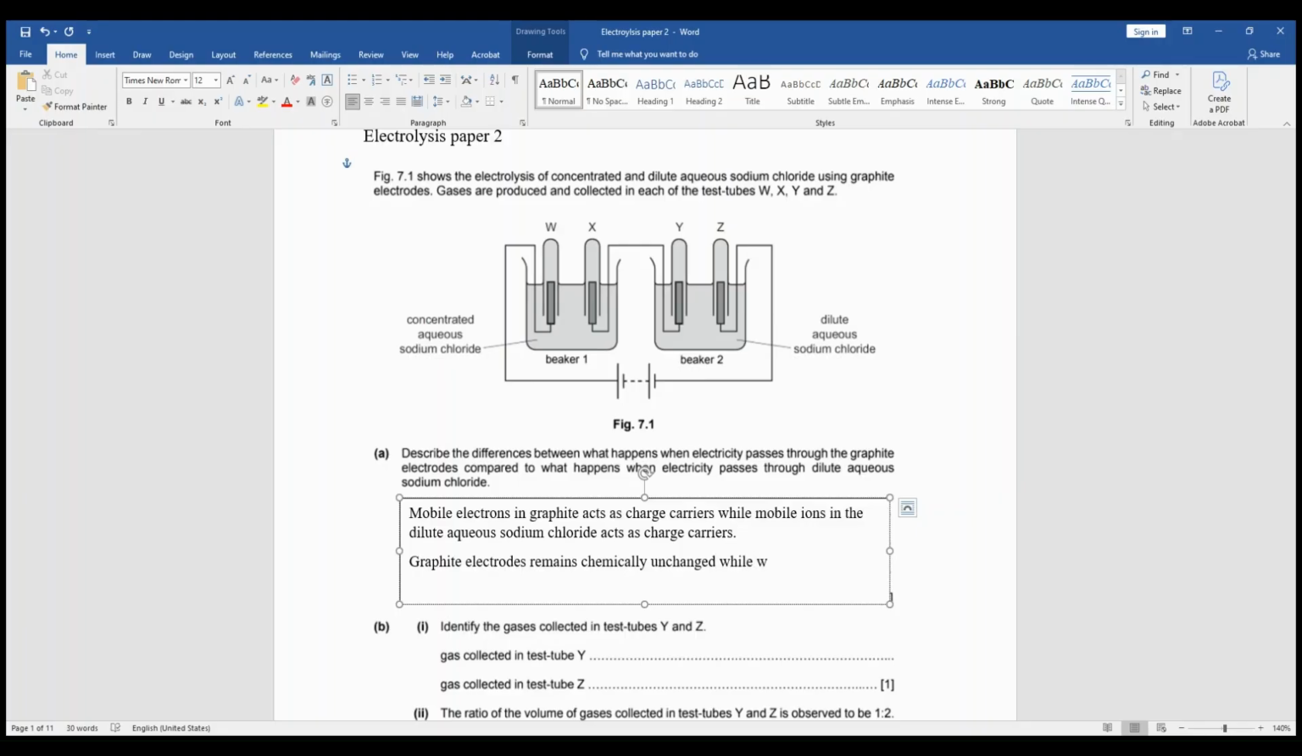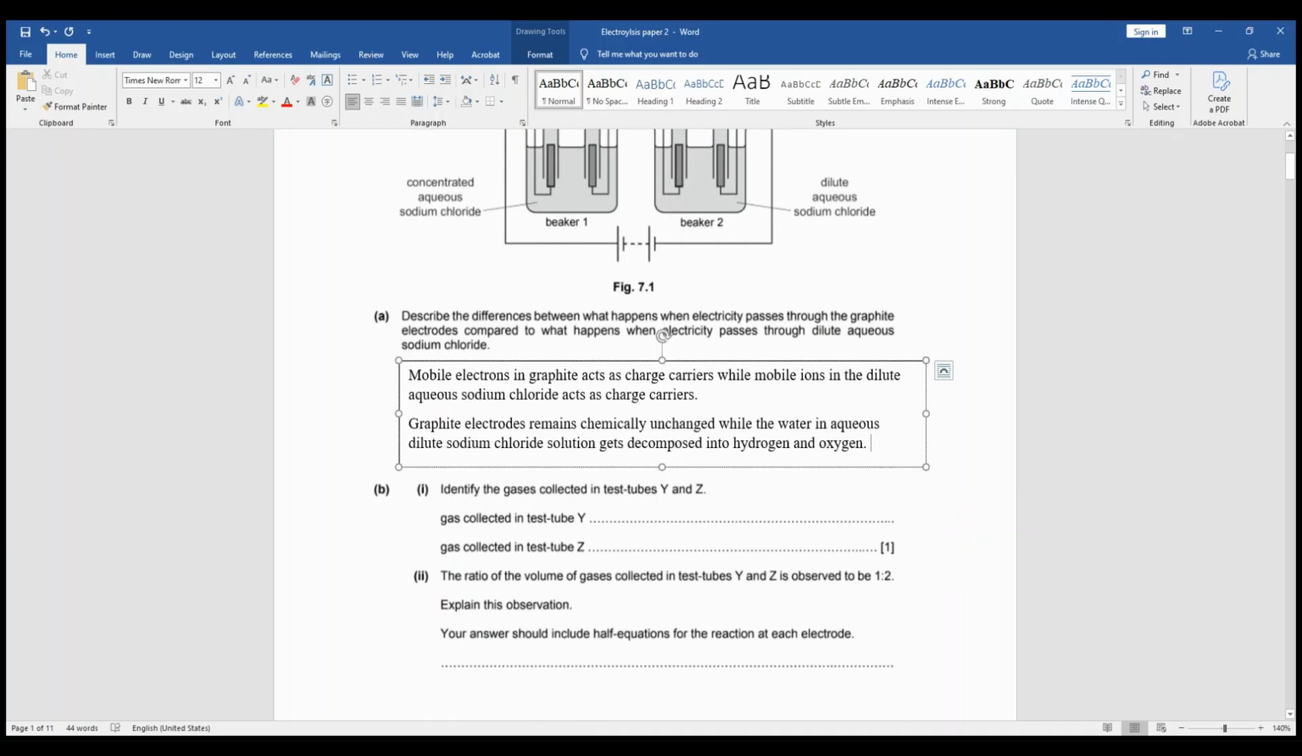while the water in aqueous dilute sodium chloride solution gets decomposed into hydrogen and oxygen. Okay, straight to the point.